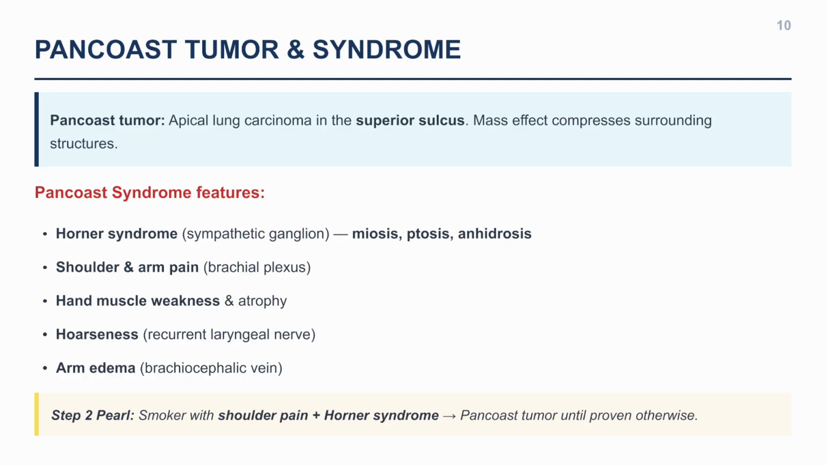Compression of the recurrent laryngeal nerve causes hoarseness. Compression of the brachiocephalic vein causes unilateral arm and facial edema. Compression of the phrenic nerve causes hemidiaphragm paralysis. Step 2 Pearl: a smoker presenting with shoulder pain plus Horner syndrome is Pancoast tumor until proven otherwise. Get an apical chest X-ray or CT immediately.